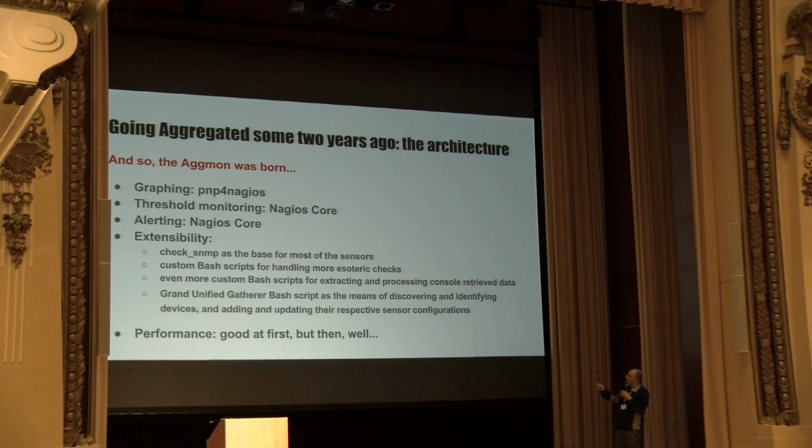So graphing, PNP for Nagios handled that. Threshold monitoring and alerting was the responsibility of the Nagios core. And as far as extensibility goes, at that time, I mainly used the check and SNMP standard sensor available with Nagios to address each and every one of my network monitoring requirements.